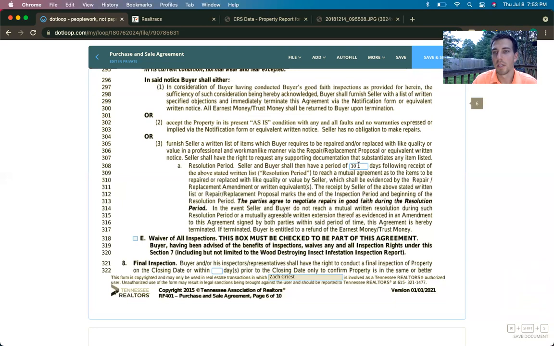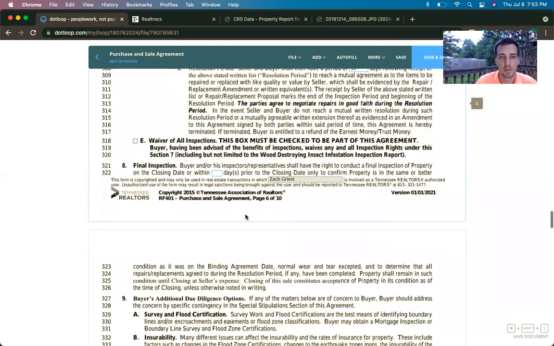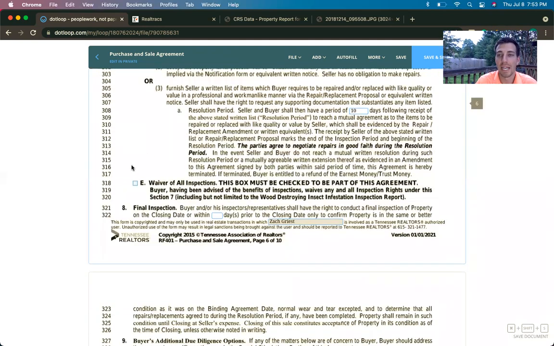Again, pro tip, if you're asking for, hey, I want the whole AC system replaced, put a couple more days during the resolution period. That way the sellers can get quotes and see how much it's going to cost before they actually agree to take this on. So just think about that. If you don't want any inspection contingency, you click here.